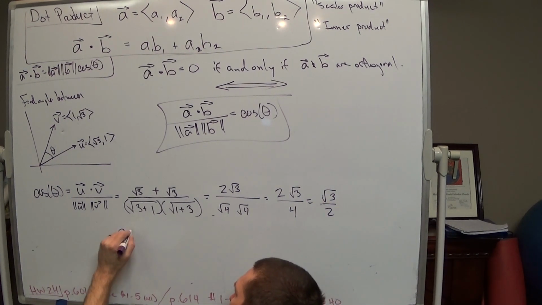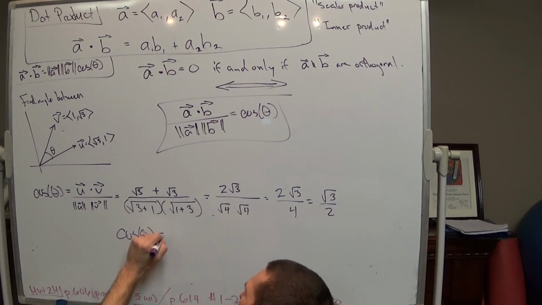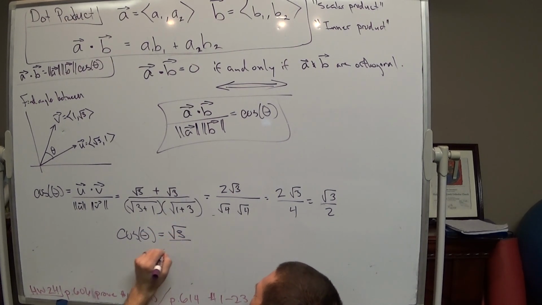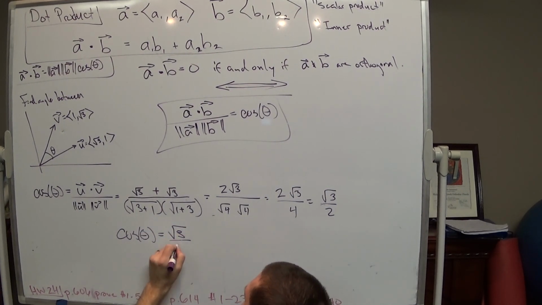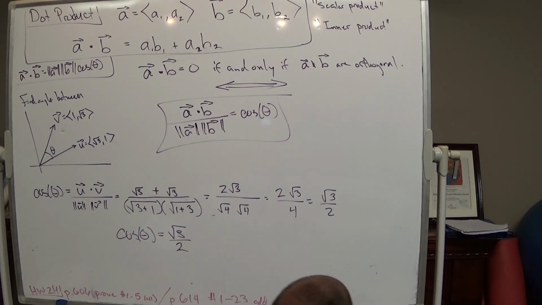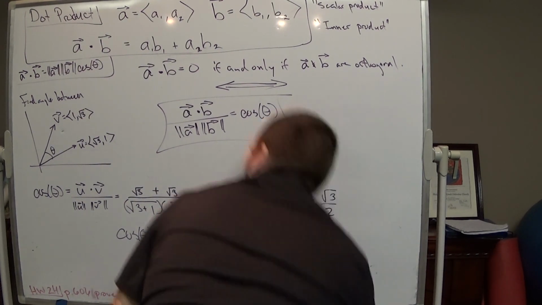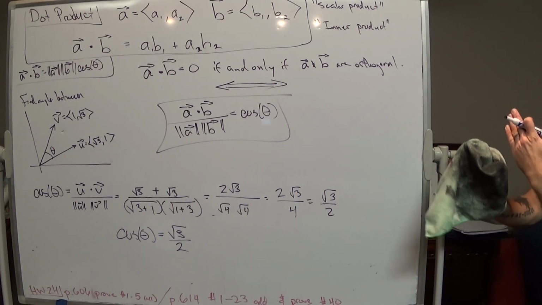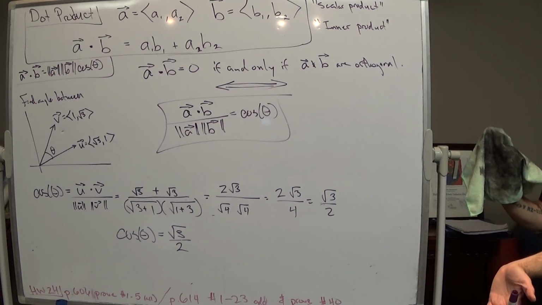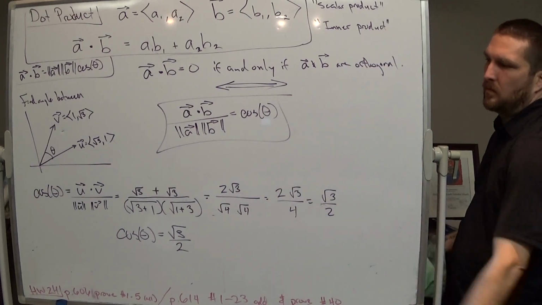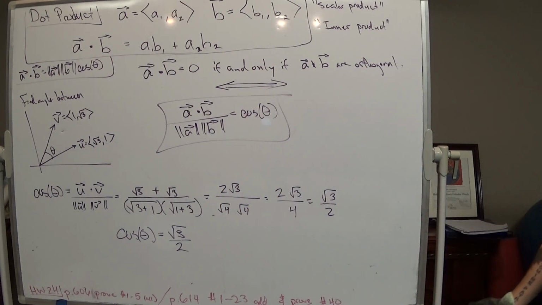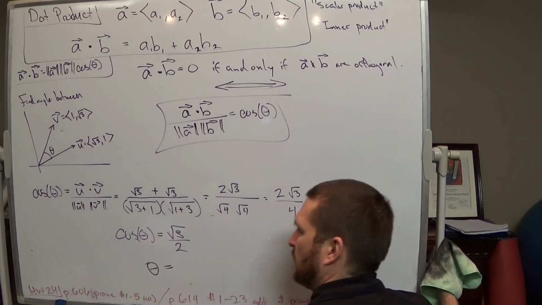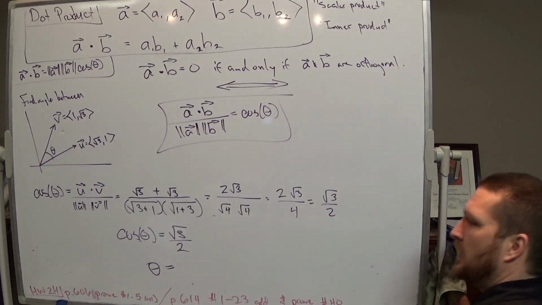So then, cosine theta. Now, theta is between what two values? It could be between 0 and pi. So arccos, and then theta just gives you pi over 6. Yeah. I think so.